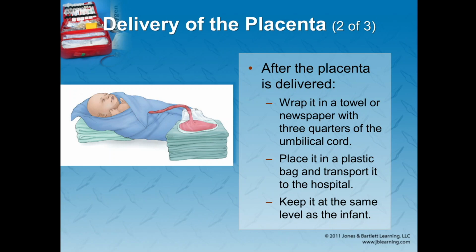And we already touched base on the delivery of the placenta and what to do with it. Let's say that you decided not to cut the umbilical cord after the baby was delivered and the pulsating of the cord has stopped. You want to keep that placenta at the same level as the infant, as you don't want the blood to either decrease to the baby or reflow back into the placenta.